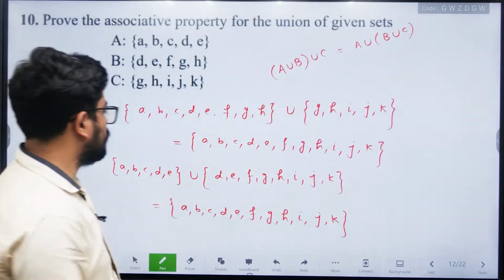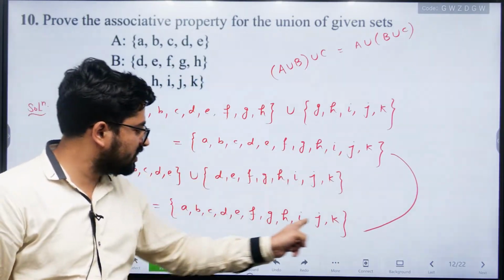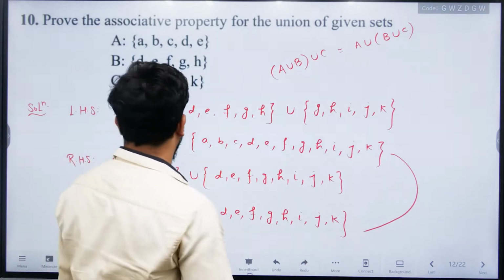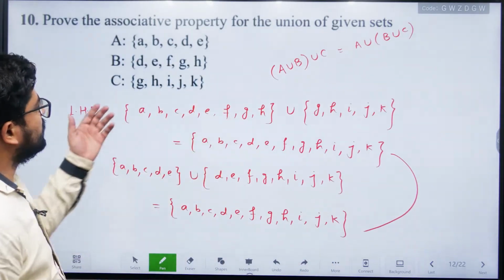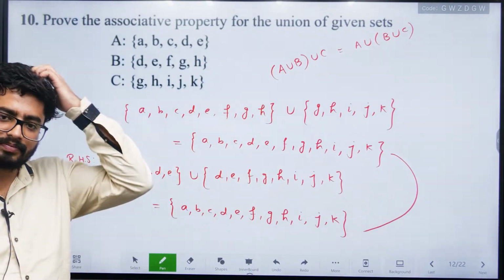Okay, so observe these two sets, they are equal. A B C D E F G H I J K, both are equal. So you can say this is the proof of the associative property for the given sets. Okay, next thing.